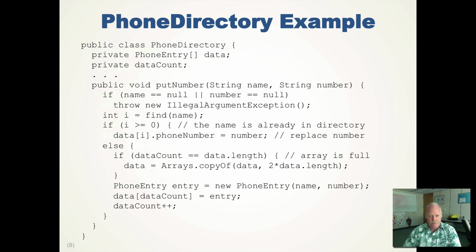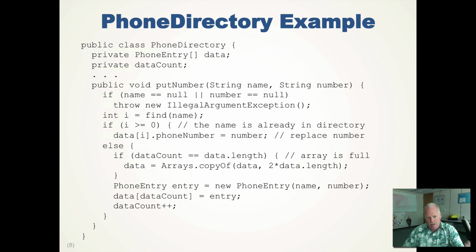To put an entry, we have a name and a number. If the name is null or the number is null, that's not legal, because we have to have a name and we have to have a number. So we find the record with that given name. If i is greater than or equal to 0, that means it's there, so this person's name has a record. We just want to update their phone number, so we update data[i]'s phone number to be the number that we passed in.